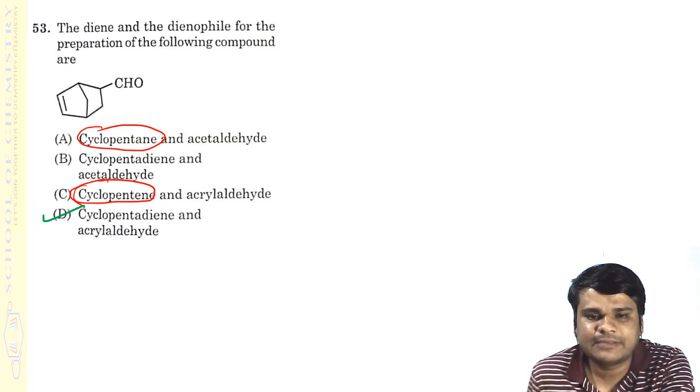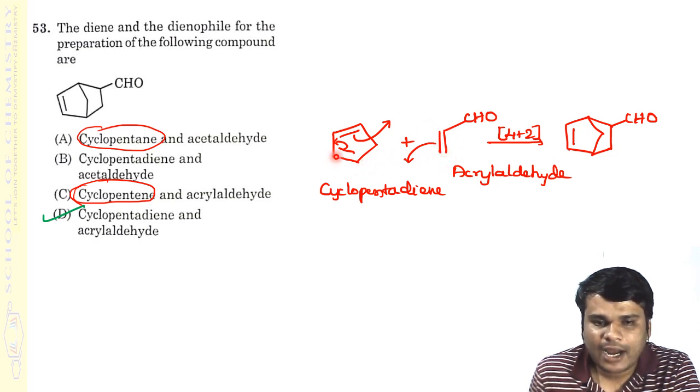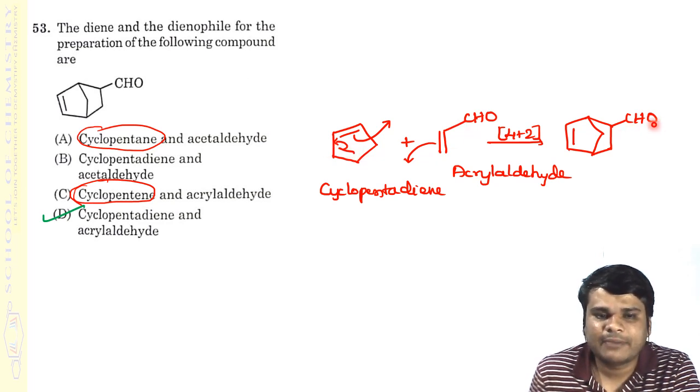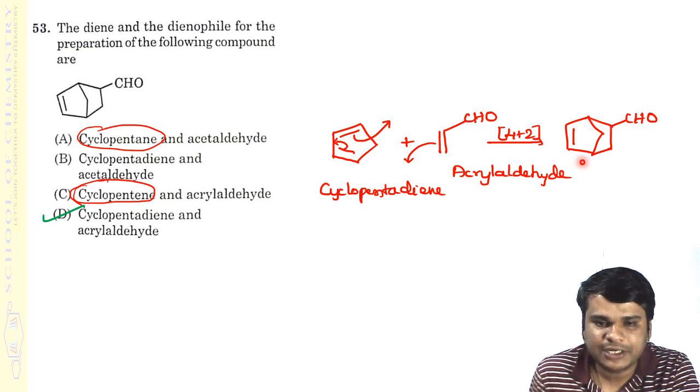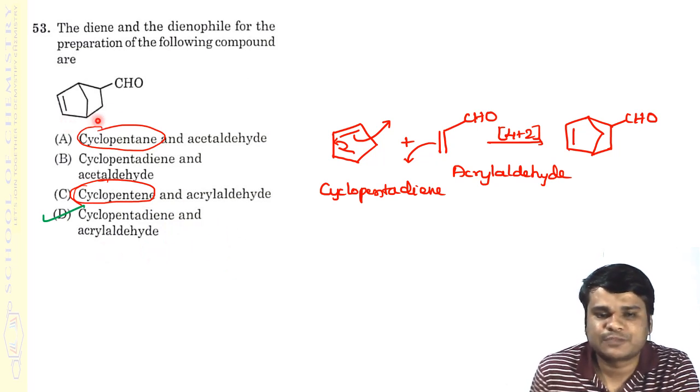But if you want to see the exact mechanism of how the reactants react to produce this product, cyclopentadiene is one of the reactants, and acrylaldehyde is the other reactant. This double bond will act as the dienophile, and this will be the diene. So this pi bond can be shifted between these two carbon atoms, this pi bond between these two, right? And simultaneously this pi bond will be shifted here. Now this CHO group will remain as it is, and these two carbon atoms are present here. So straight away option D is the correct answer: cyclopentadiene and acrylaldehyde are the correct reactants which can produce this product.